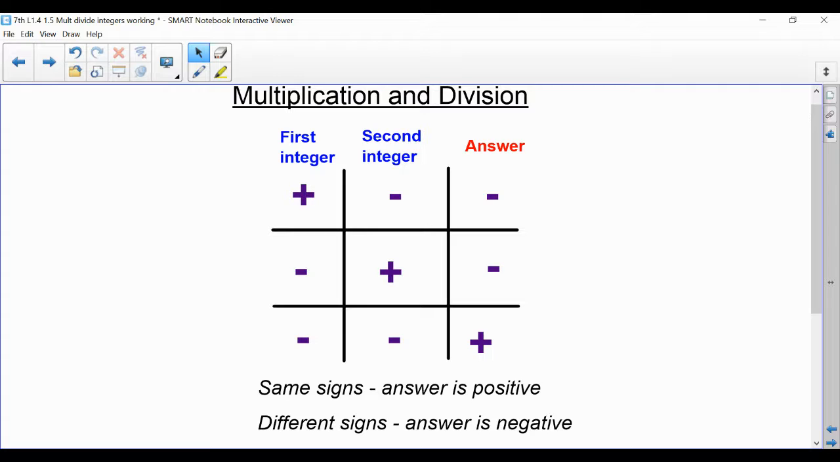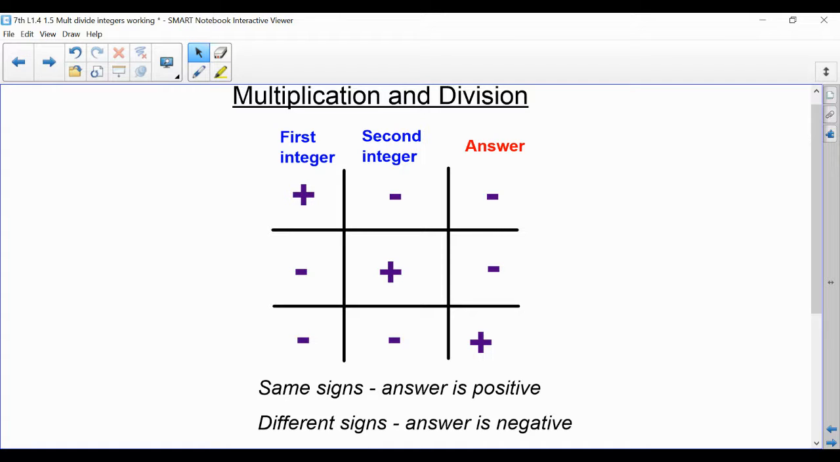So if the first integer is positive times a negative, your answer is going to be negative. Go down to this row: your first integer is negative times a positive, your answer is also going to be negative. Or negative times negative, your answer will be positive. And we already know a positive number times a positive number is positive, right? Just like we've been multiplying numbers ever since we started multiplying.